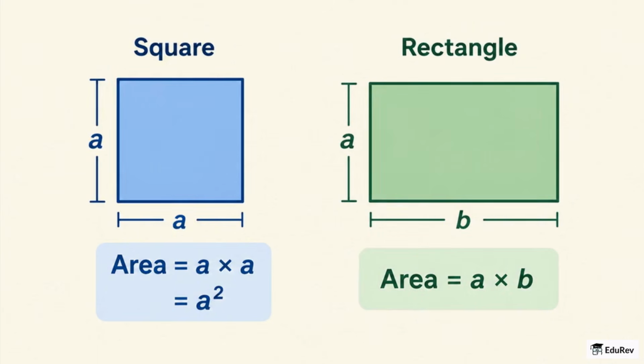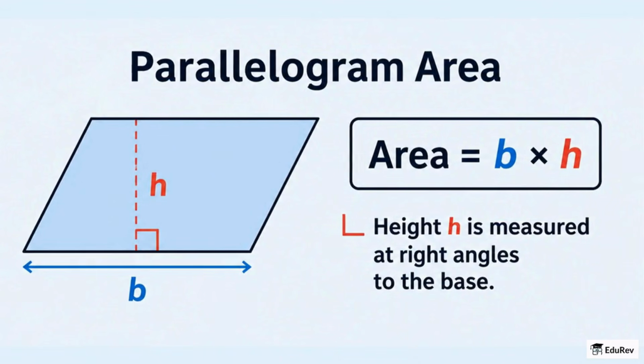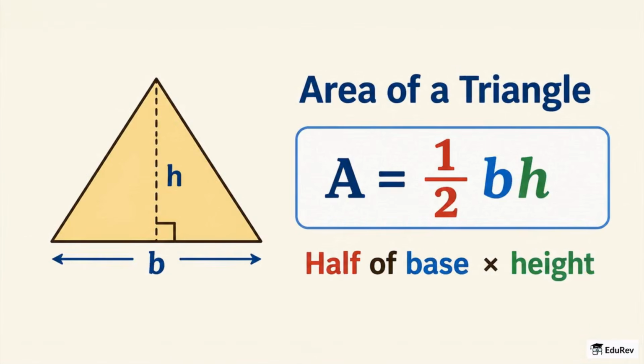A rectangle with sides A and B has area A times B. A parallelogram has area base times height, written base B times height h, and you must know the height measured at right angles to the base. A triangle has area 1/2 times base times height. That means half of base times height.